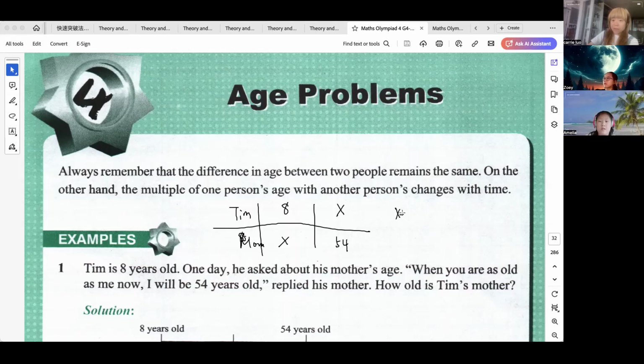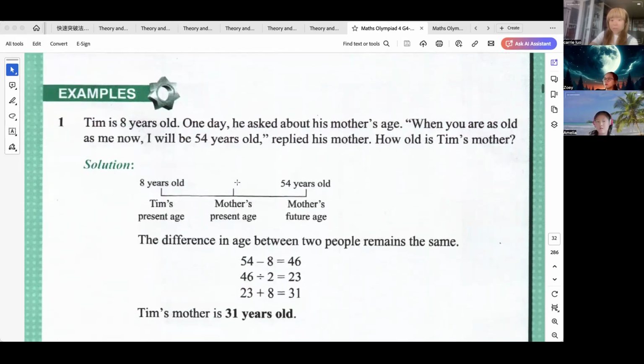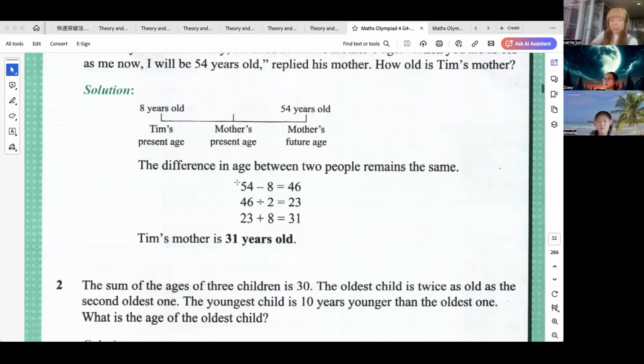So that means x minus 8 equals 54 minus x. Get it? So 2x equals 62. So x equals 31. How old is Tim's mother? 31. Get it? Okay, so when we do age problems, the most important part is that the difference is always the same.